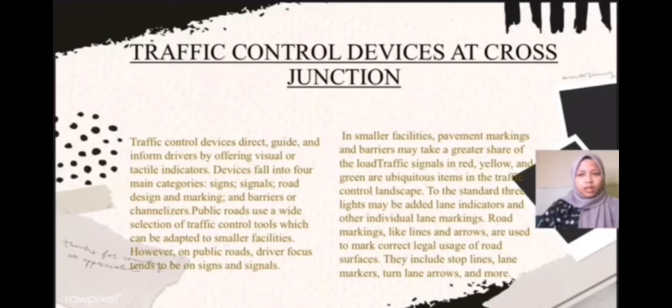Traffic signals in yellow, red and green are ubiquitous items in the traffic control landscape. To the standard three lights may be added lane indicators and other individual lane markings. Road markings like lines and arrows are used to mark correct legal usage of the road surface. They include stop lines, lane markers, turn lane arrows and more.